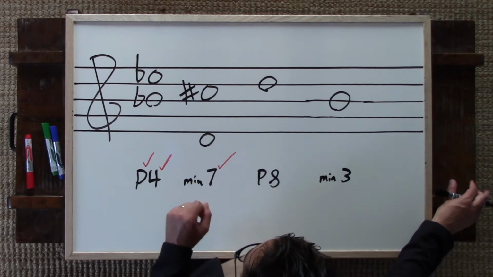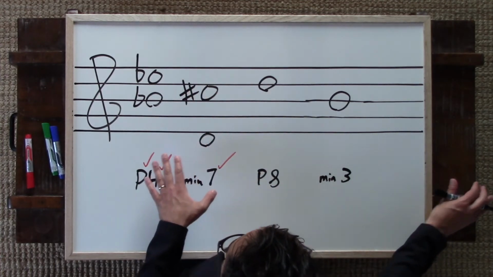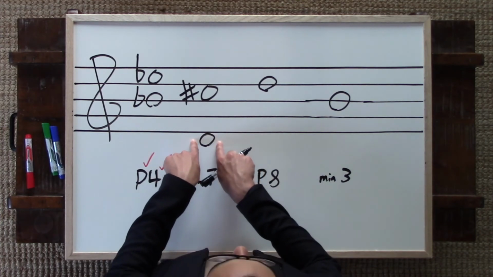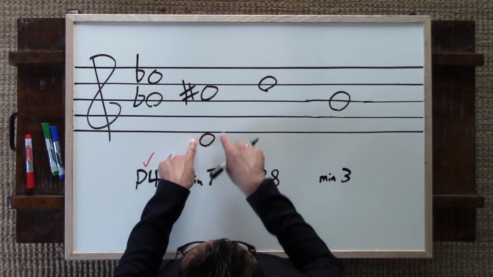First, let's just analyze what we've written. So forget about the label, let's just figure this out. D is the lowest note. In a D major scale, what's the 7th note?